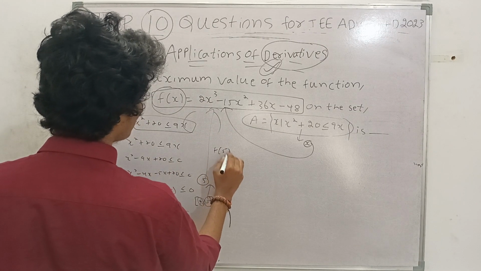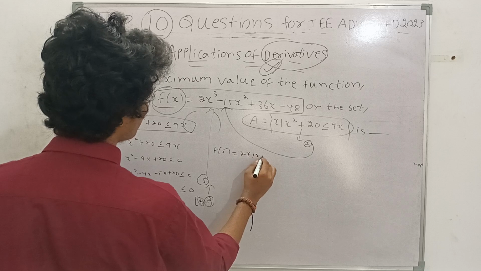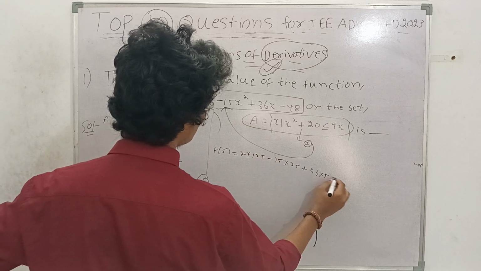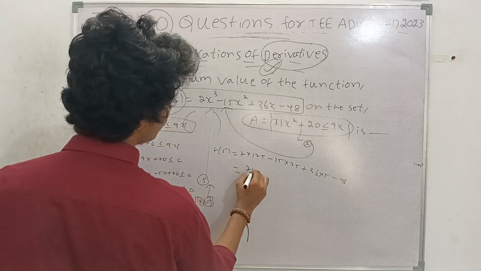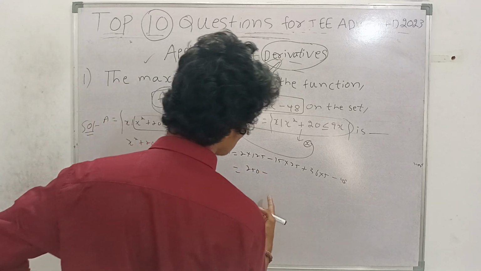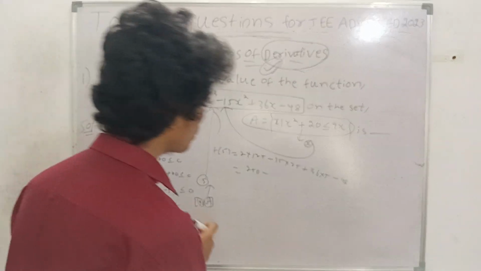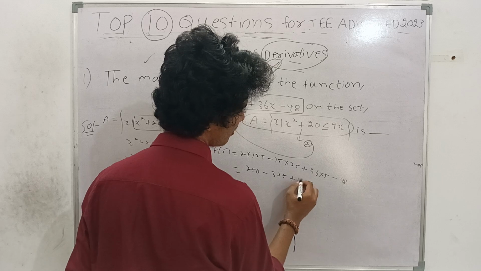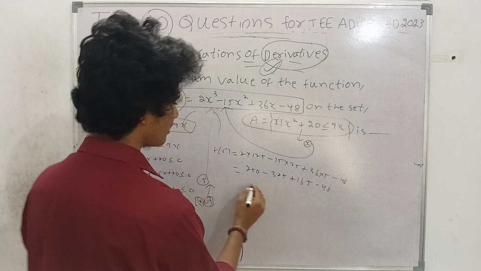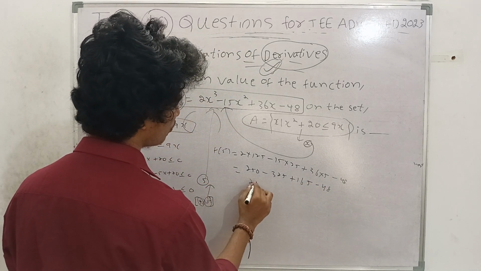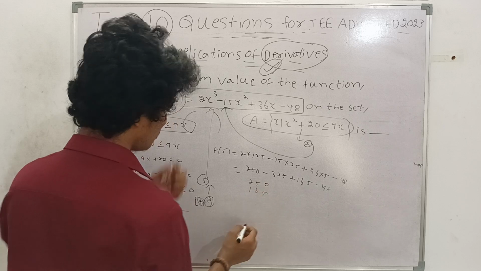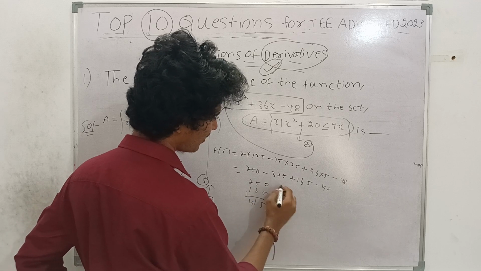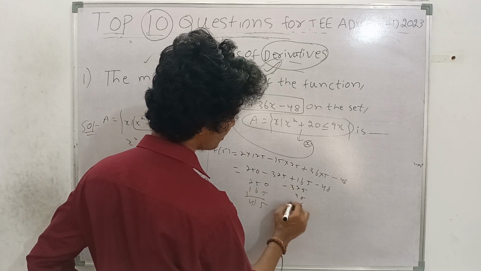So f of 5 equals 2 into 5 cube, it is 125, minus 15 into 5 square, it is 25, plus 36 into 5 minus 48. How much is it? It is 250, 250 plus 75, it is 325, plus 165 minus 48. If you do the addition completely, it will be 250 plus 165, 415. It will be minus 325 minus 48.